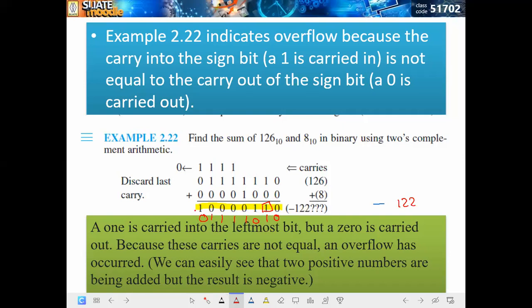But the leftmost bit is 1. So therefore the sign must be minus. Then you get minus 122. But can it happen? When you think, right, 126 plus 8, right, it must be 134, not minus 120. So there is a problem, right?